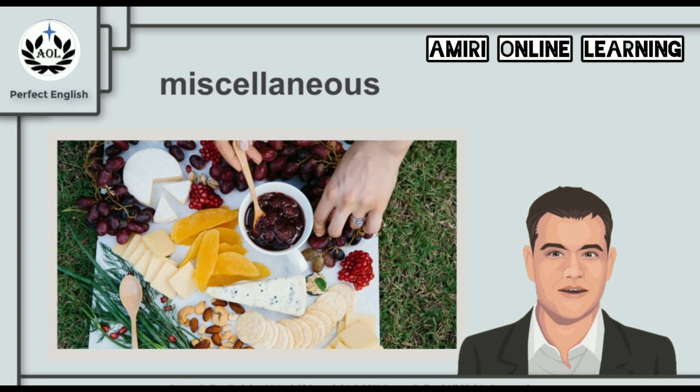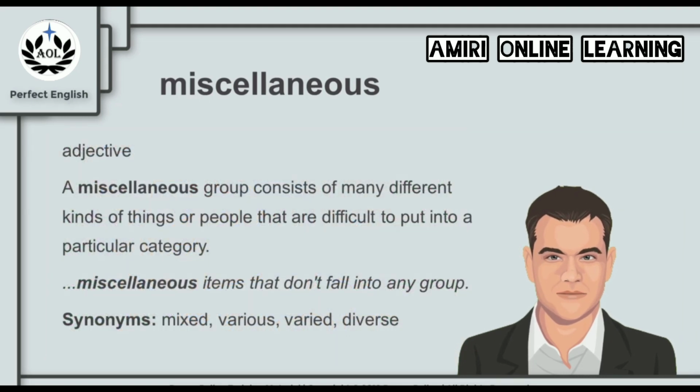So can we say that this is miscellaneous, or this is related to the idea of miscellaneous, things that do not belong to one category? Let's find out. Now, miscellaneous is an adjective. A miscellaneous group consists of many different kinds of things or people that are difficult to put into a particular category. For example, miscellaneous items that don't fall into any group. And synonyms for miscellaneous are the words mixed, various, or varied, and diverse.